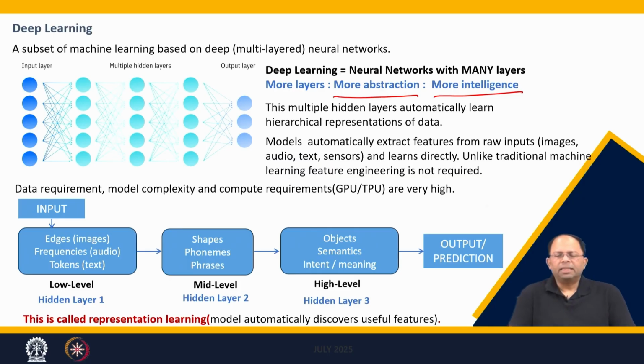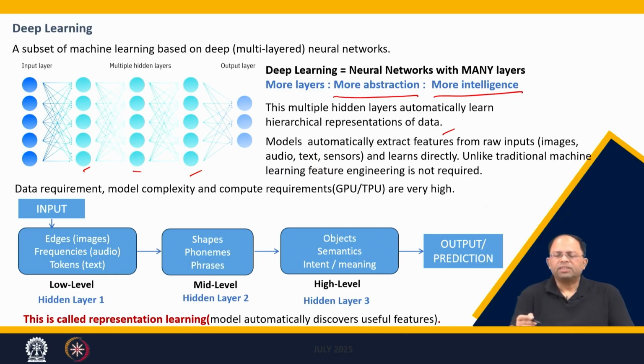Multiple hidden layers automatically learn hierarchical representations of data, which we have discussed earlier. That means the initial layers may be focusing on the more basic stuff. For example, if it's an image, it will look into edges from the pixels by combining those pixels, and then in the upper layers it will try to find some shapes and then sub objects or objects, and in that way it progresses.